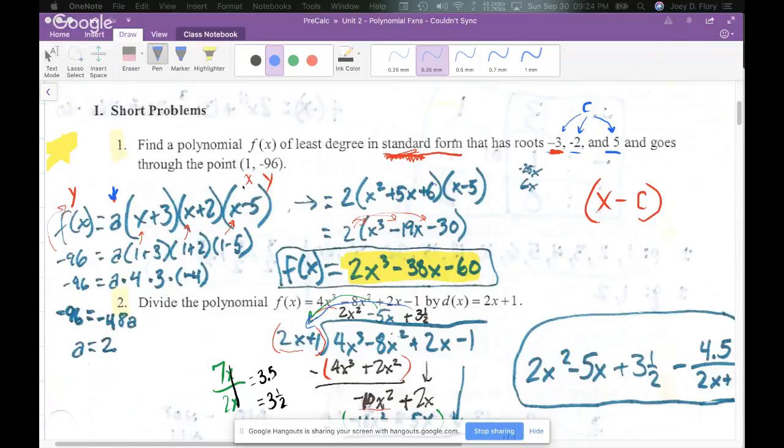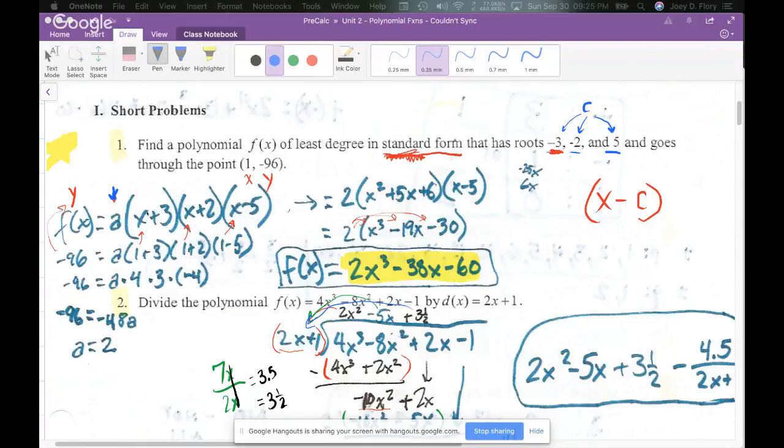So I'm going to plug in that 1 into each of our x's, and I'm going to plug in that -96 into our y, which is just our f of x. You can always replace f of x with the y variable for our purposes. So do that, and then the only unknown is going to be an a. So simplify, do your order of operations, get that a by itself, do your two-or-three-step equation solving, and we find out that our a value is 2. So replace that a with 2.